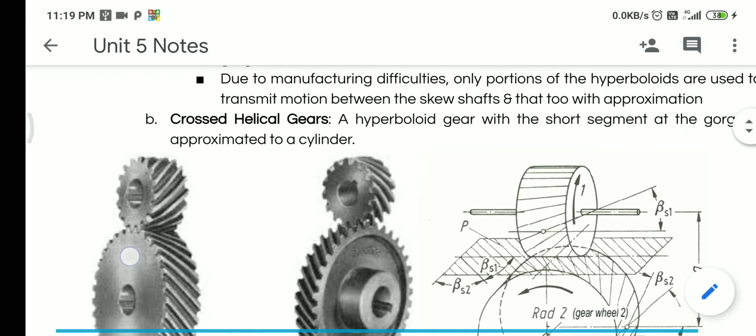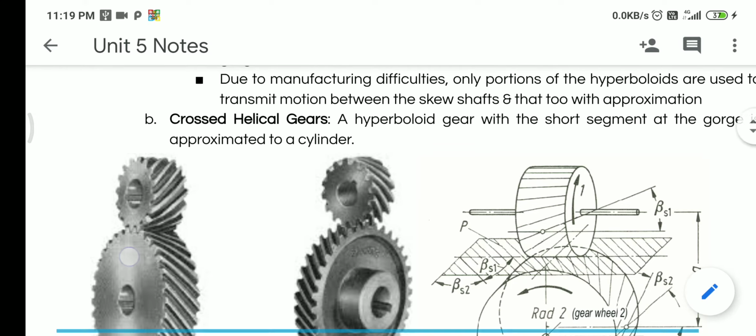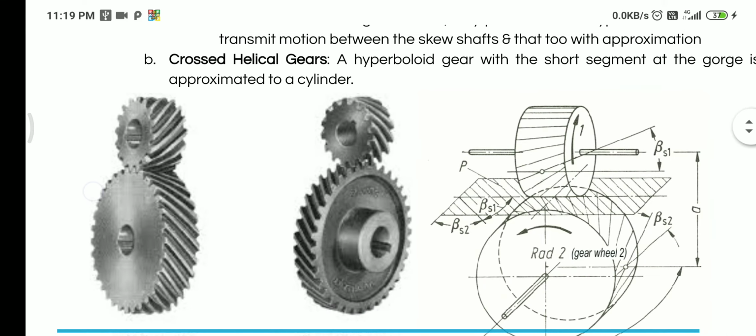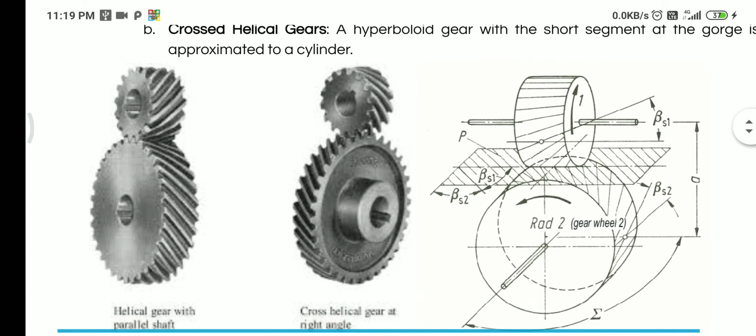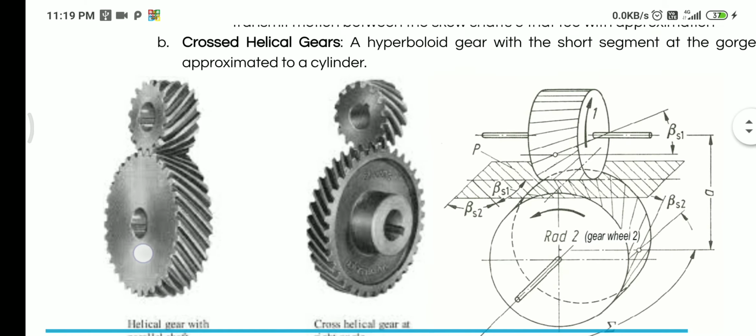Whereas here, when you are talking about the crossed helical gears, the axes are not parallel, and still we can use the same helical gears but engaged in a different way, so that the transmission of power is possible along shafts which are neither parallel nor intersecting, so they are skewed in a way.